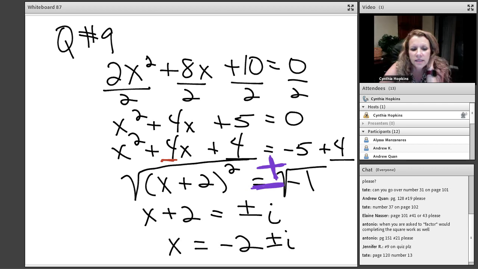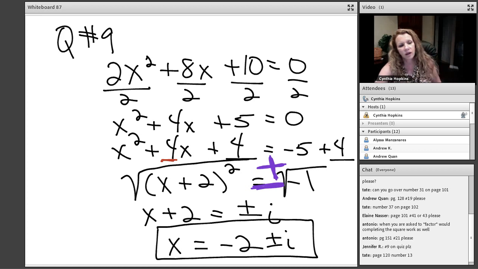So here's my last step. I want x all alone, so I'm going to subtract 2, and then I have plus or minus i. And those are my two solutions to the equation, and they are complex conjugates. Okay, there you go, Jennifer.